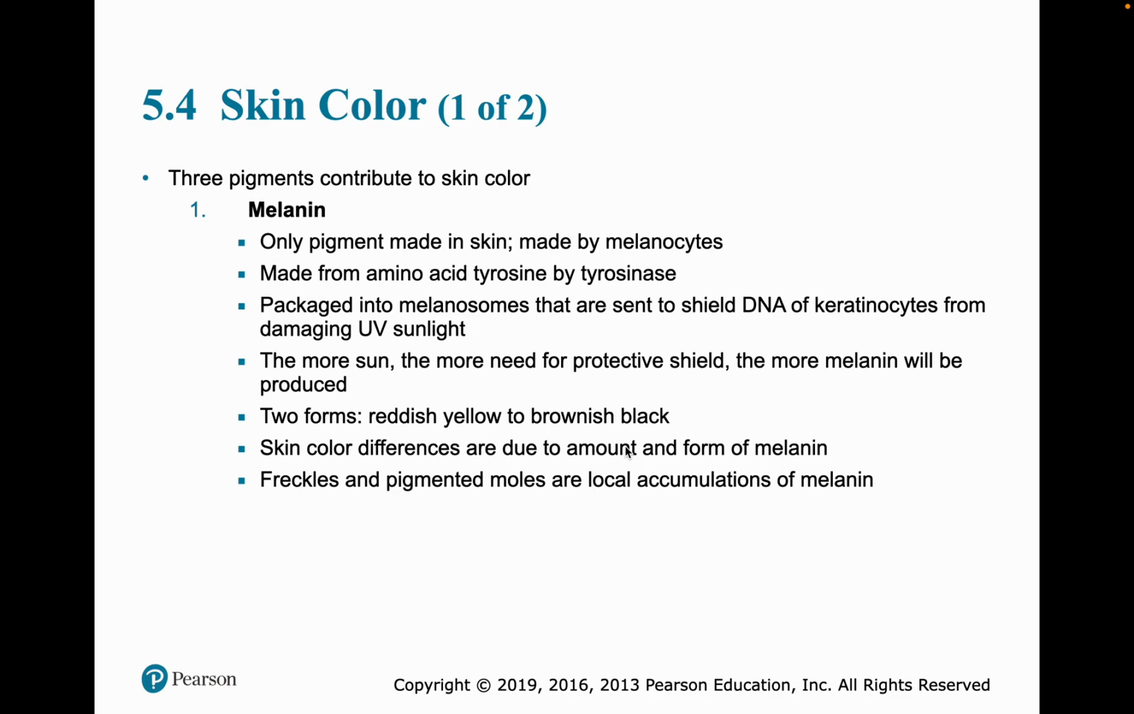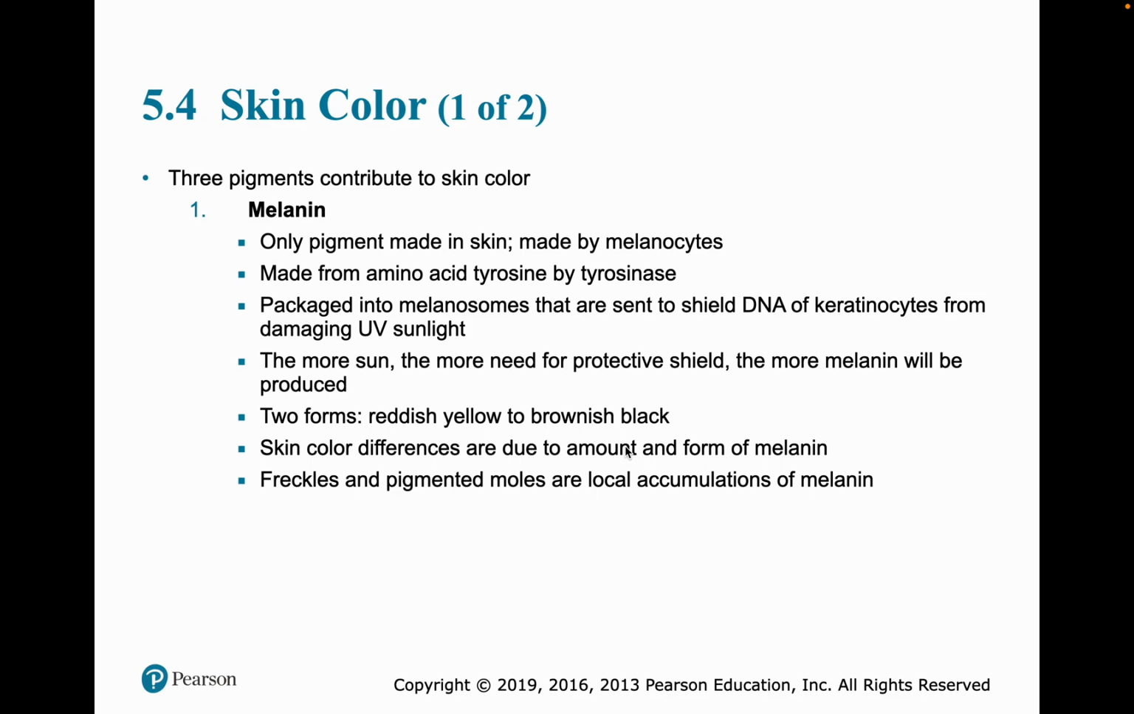Skin color comes from three major pigments. Melanin, which is the only pigment actually made in the skin, is made by those melanocytes. It's made from the amino acid tyrosine and tyrosinase, a modified form of tyrosine, packaged into melanosomes that are sent to shield the DNA of keratinocytes from damaging ultraviolet light. The more sun, the more you need the protective shield, and the more melanin will be produced.